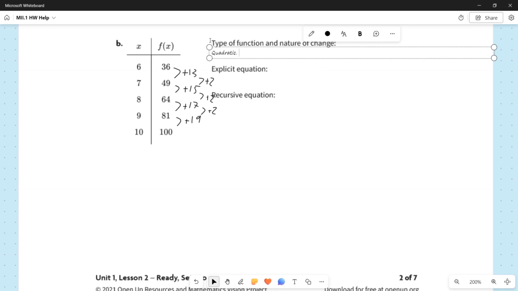So this is a quadratic function, and then to describe the nature of the change, like we just said, it has a linear rate of change, and an equivalent thing to say is that it has a constant second difference. Those two things kind of imply each other. And so the nature of the change is that it changes by different amounts each time. 13, 15, 17, 19, etc.